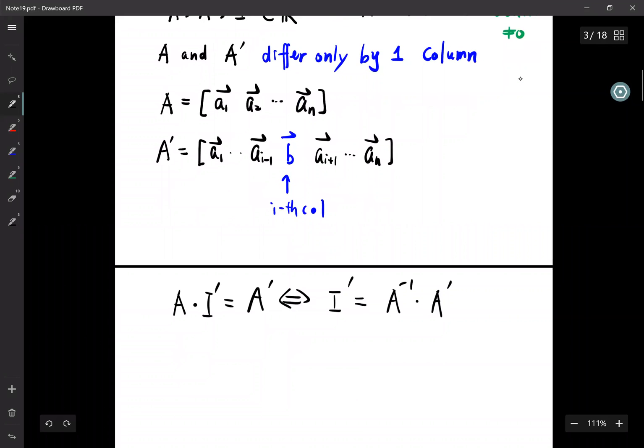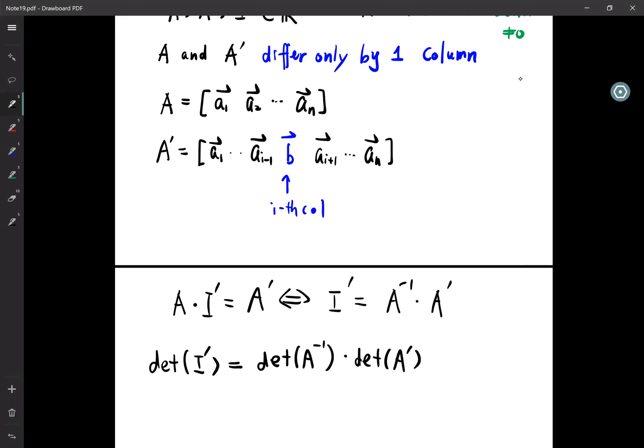So let's say I want to look at the determinant of I prime. Using the formula above, it is the determinant of A inverse times determinant of A prime. So this is using the product formula.